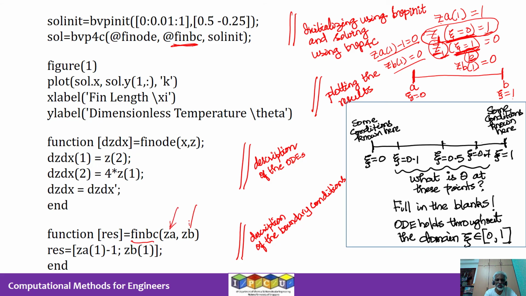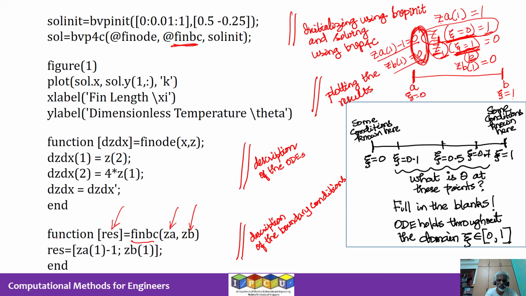ZA and ZB, don't change this. That can just be ZA and ZB. So the output argument of this function is residual, RES. So we want to make these numbers 0. That's called the residual, right? So when the problem is solved correctly, these boundary conditions should be satisfied, which means the right hand side should be equal to 0. So we want to make the residuals into 0.